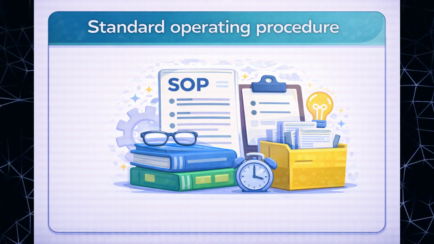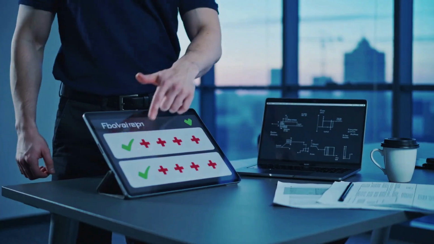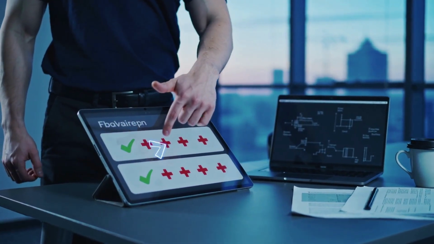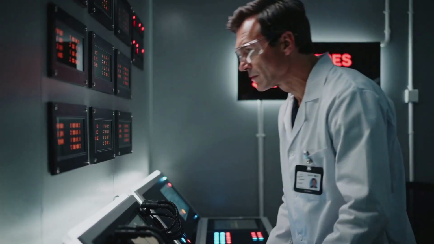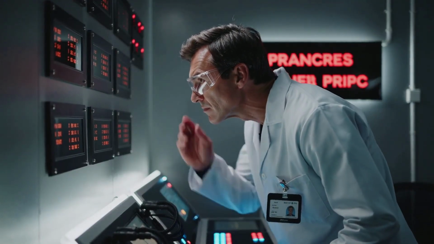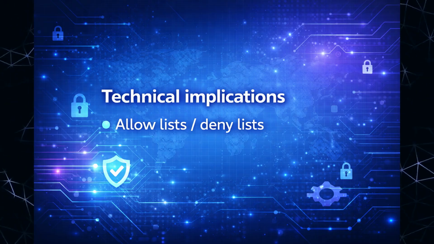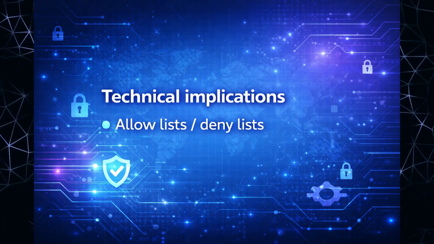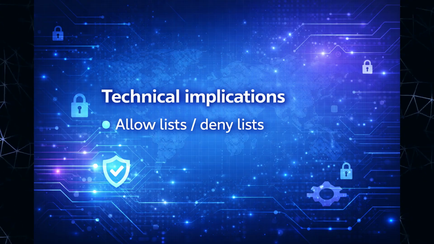Now, let's move into technical implications. This focuses on the technical effects and potential risks that changes can have on systems, applications, and overall security. First, we have allow lists and deny lists. These control what is permitted or blocked in a system. Changes can impact these lists and may unintentionally allow unauthorized access or block legitimate activity.